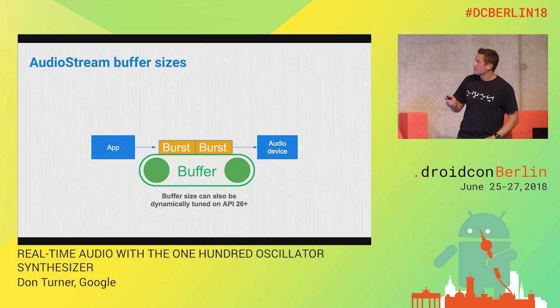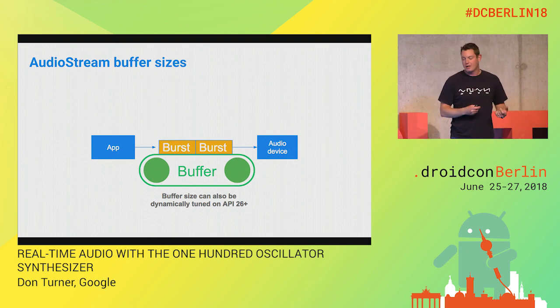And on API 26, you can also do something called dynamic tuning, where you test to see whether you're getting any underruns, and if you are, you increase the buffer size accordingly. So you can tweak it based on the device's capability.